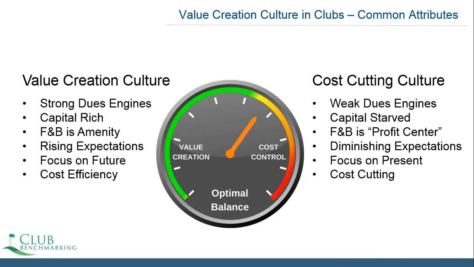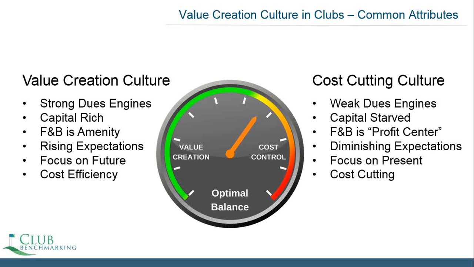But on the cost cutting side, what do the clubs look like that we've been in, that when you walk out the door after a session, you say, these guys are trying to cut their way to health? They're in a cost cutting culture. Tends to be a weak dues engine. The membership, maybe member counts have dwindled, or maybe they've been afraid, they haven't had the confidence to raise dues, or for whatever reason haven't raised dues, and their dues engine is weak. Capital starved. They don't have a lot for investment. Either that's because they don't have an initiation fee, or because their weak dues engine is driving an operational loss and they're stealing their capital to patch up operations. There's a myriad of reasons, but fundamentally they're capital starved.